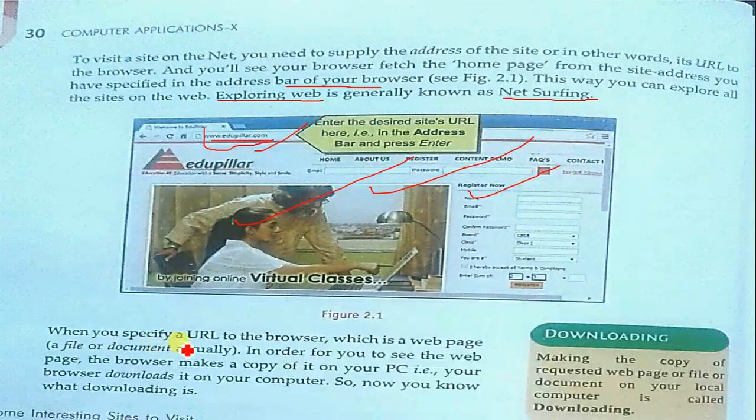When we specify a URL to the browser, which is a web page or a file or document, in order for us to see the web page, the browser makes a copy of it on our PC, that is, the browser downloads it on our computer. So now we can know what downloading is. Downloading is making a copy of a requested web page, file or document on our local computer. This is only the copy of the web page which is open on our browser.